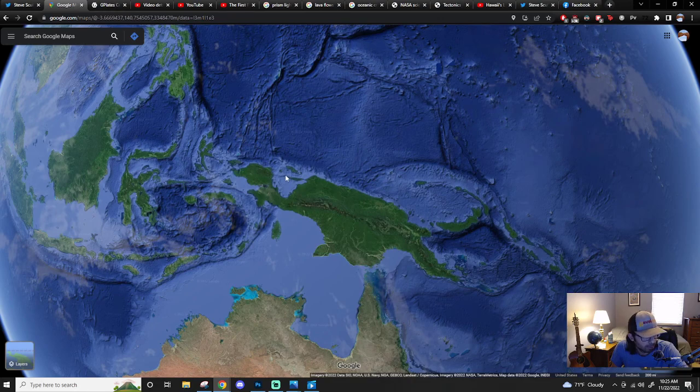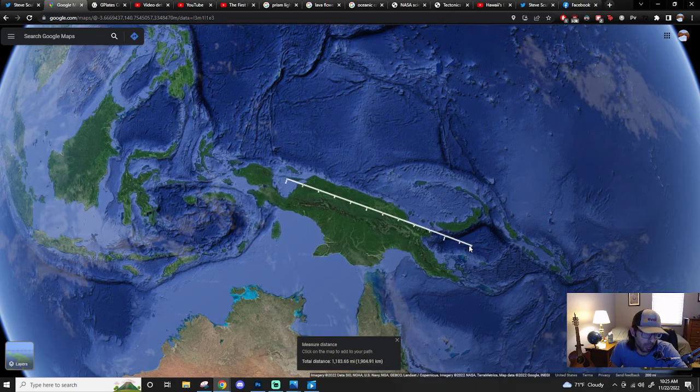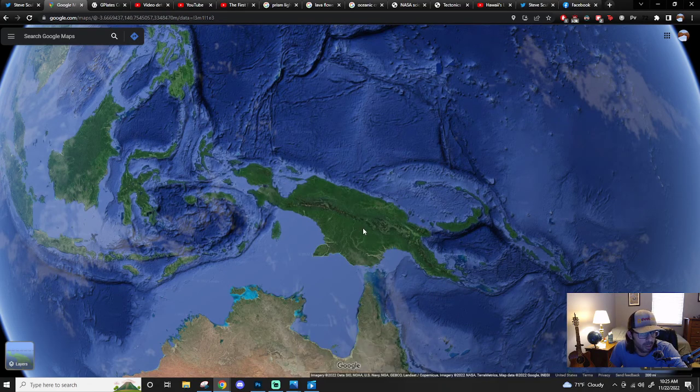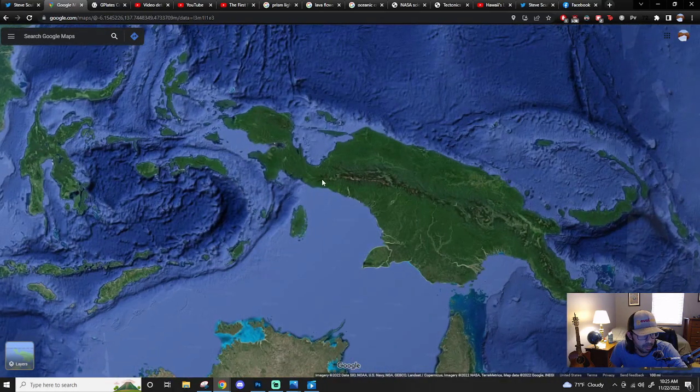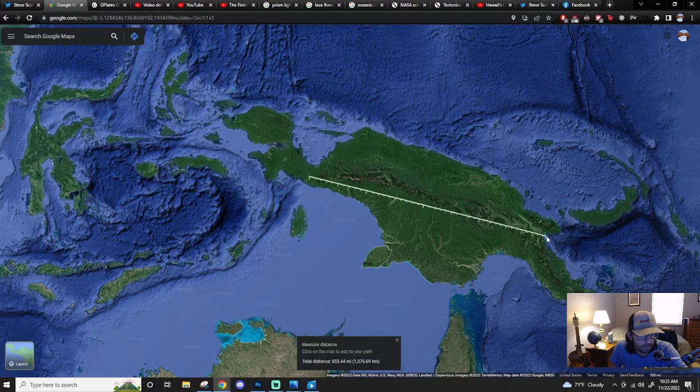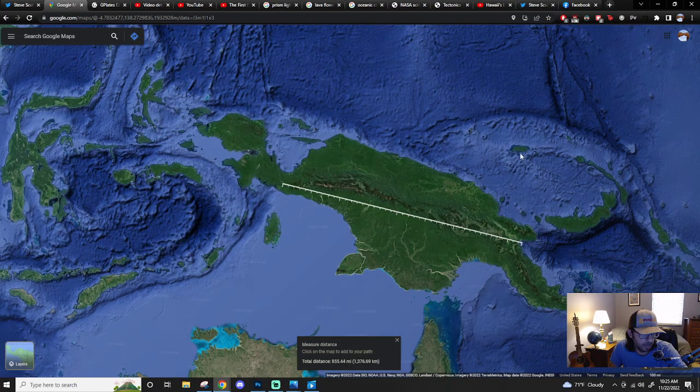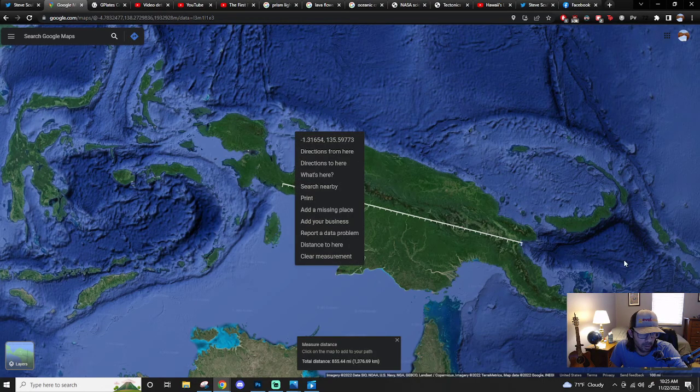So from maybe here to maybe here, that is way longer. Why did I measure these to be similar? Okay, so maybe from here to here. I'll measure to here, maybe like there.